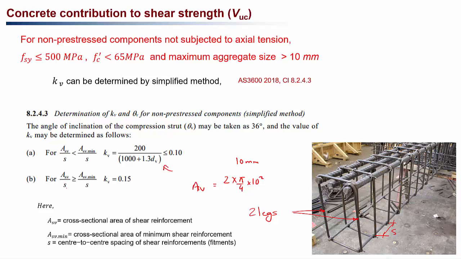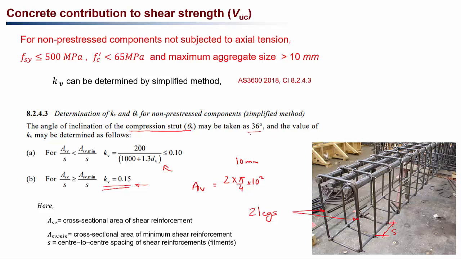Otherwise, if ASV divided by S is greater than the minimum shear reinforcement required by the code divided by S, then KV can be taken as 0.15. In other words, if you are designing a shear reinforcement, that means you have to provide the shear reinforcement. It will always be greater than ASV min, and you are using KV as 0.15. If shear reinforcement is not required and you are just providing some reinforcement for fitting purpose, then ASV can be less than ASV min and KV can be found out using this equation. And in the simplified method, the inclination of the compression strut theta V is taken as 36 degrees.